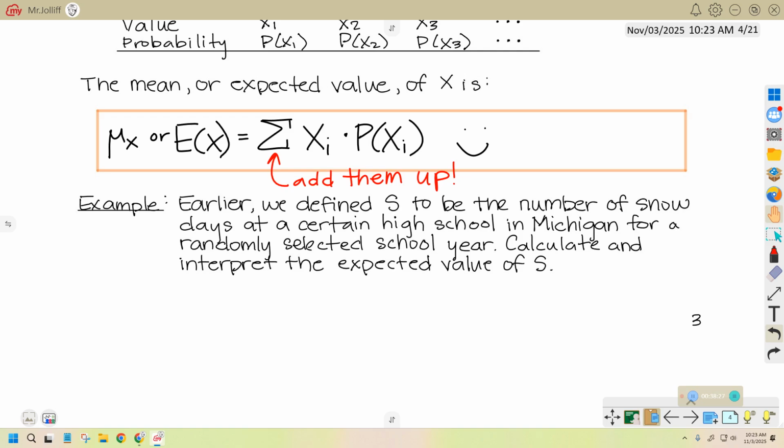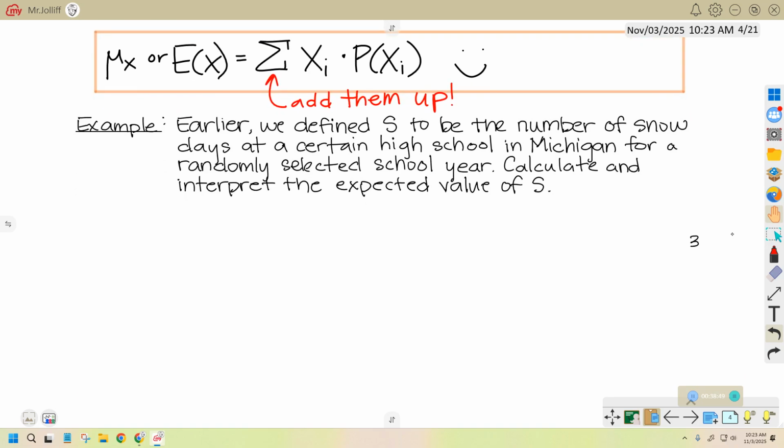The example says, earlier we defined S to be the number of snow days at a certain high school in Michigan for a randomly selected school year. Calculate and interpret the expected value of S. They use the phrase expected value and not mean, so I'm going to write E of S, because that's what they said.